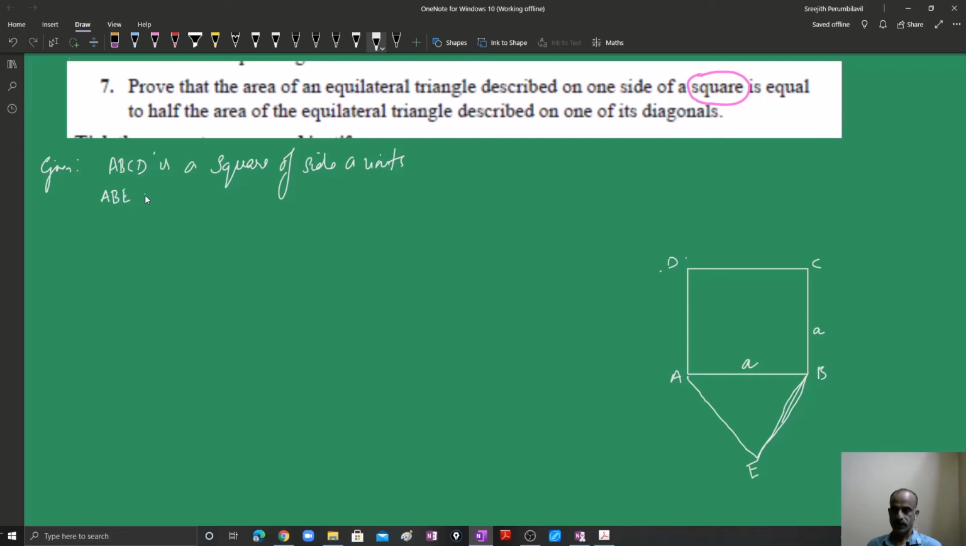ABE is an equilateral triangle on side AB. Prove that the area of the equilateral triangle described on one side is equal to half the area of the equilateral triangle described on its diagonal. So we have to draw a diagonal. Let us draw a diagonal. This is the diagonal. There is an equilateral triangle described on it. What is the measurement of this side?